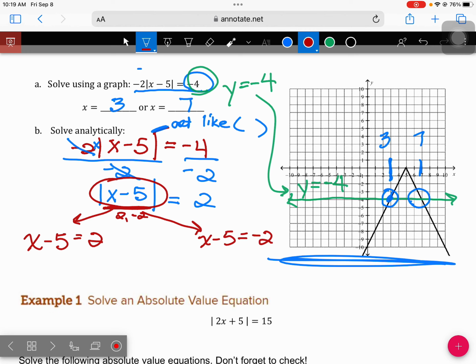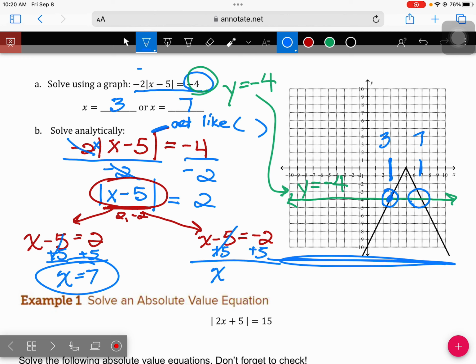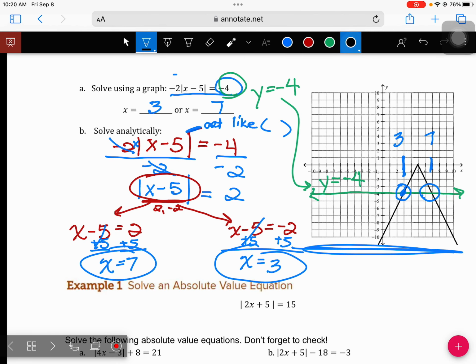Solving for x, you add 5, x here is equal to 7. On the other side, add 5, 5's cancel out, and x is equal to positive 3. And you're like, how in the heck are both of those numbers going to work? Well, let's do a check.